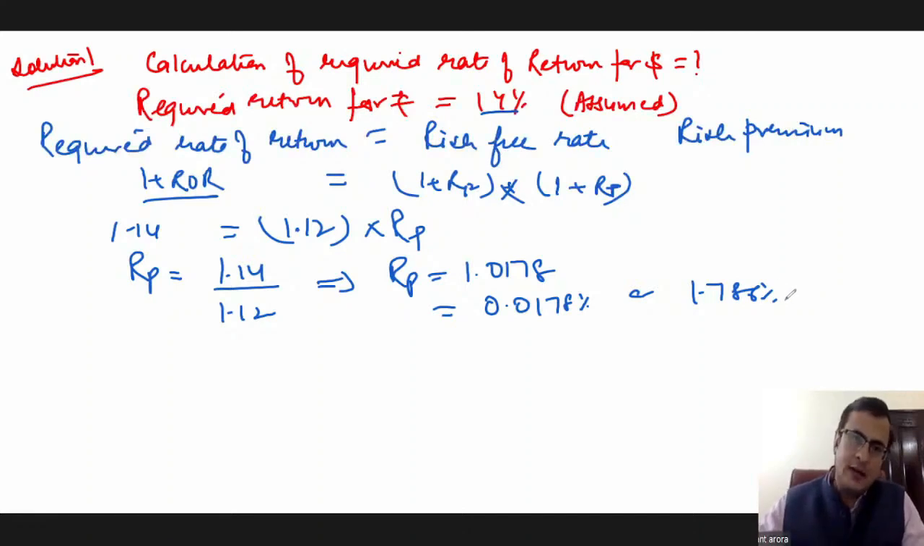Again, what we are doing is, the required rate of return for India is given to you, and we have to compute it for dollars. So we have first calculated the RP, and this we will be incorporating into the US dollar risk-free rate. Is it clear?